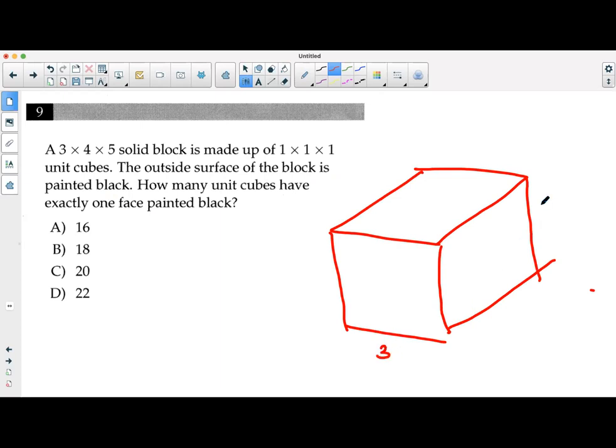So what if I say this is 3, this is 4, and this is 5? If I have a cube in the corner, it will be painted black in three places: front, behind, and top. But if you're in the middle of an edge, I'll have top and front, two faces. So the only ones painted on only one face are the ones in the middle of that surface.